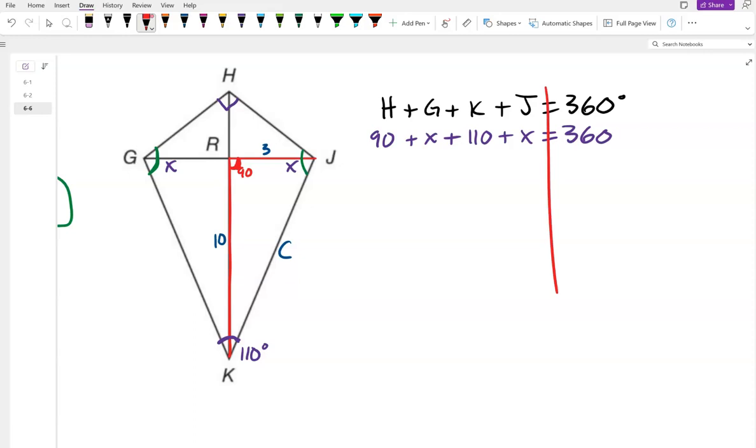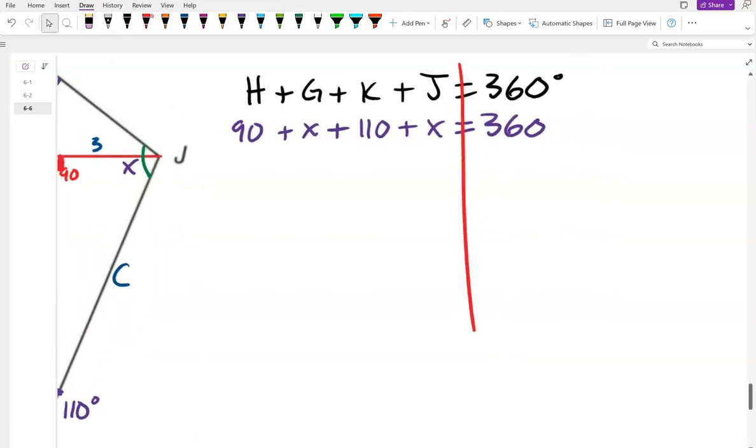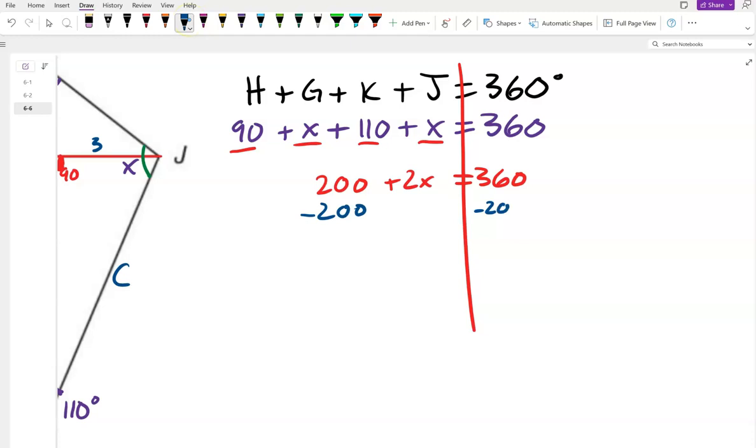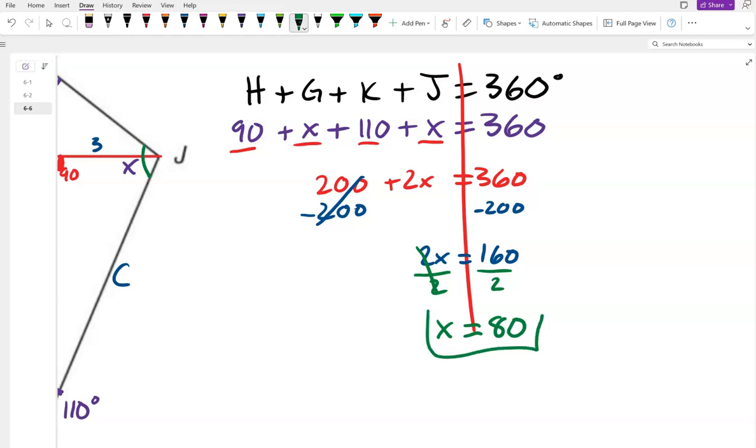That is just solving an equation just like you would do in algebra. Right? Combine my like terms, so that's 200. Combine those, that's 2x equals 360. Then I subtract 200, which gives me 2x equals 160, and I divide by 2. So x equals 80. That's it.